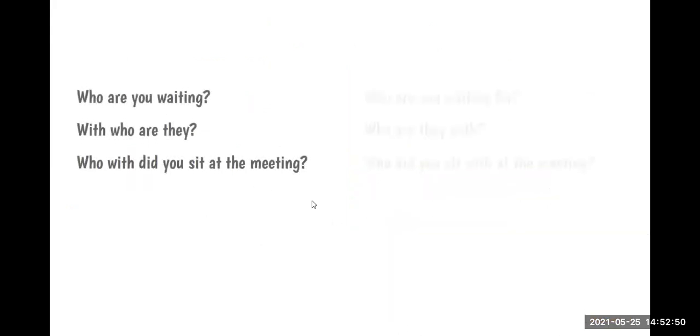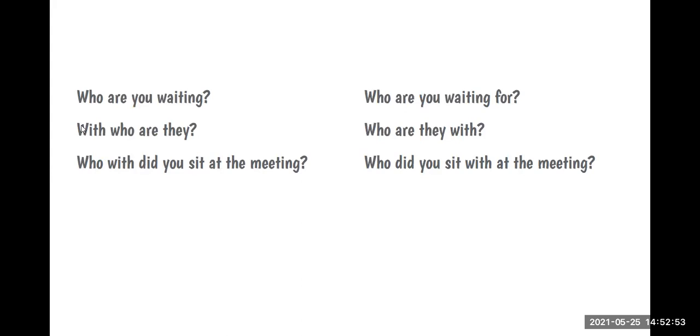Here we have two groups of questions. I want you to tell me which of them you think are correct and which you think are incorrect. Okay, let's read the questions. Who are you waiting? With who are they? Who with did you sit at the meeting? Who are you waiting for? Who are they with? Who did you sit with at the meeting? Which group of questions do you think is correct and which incorrect and why?